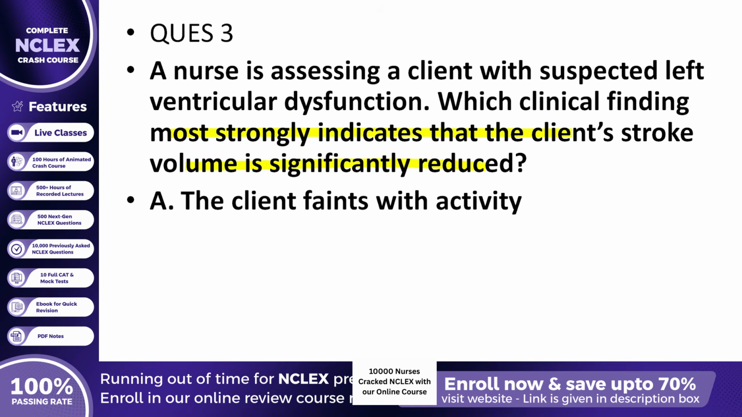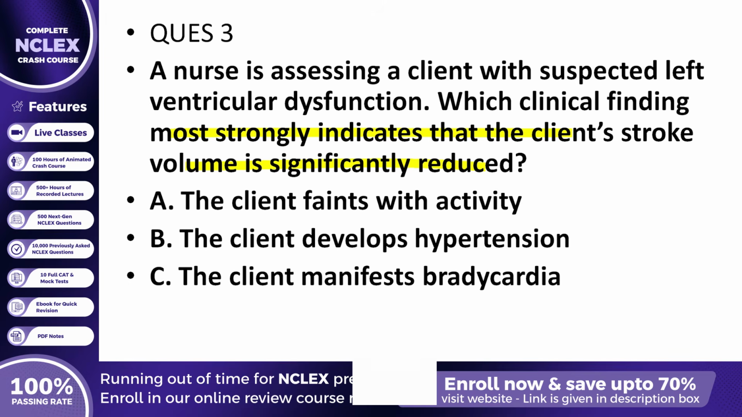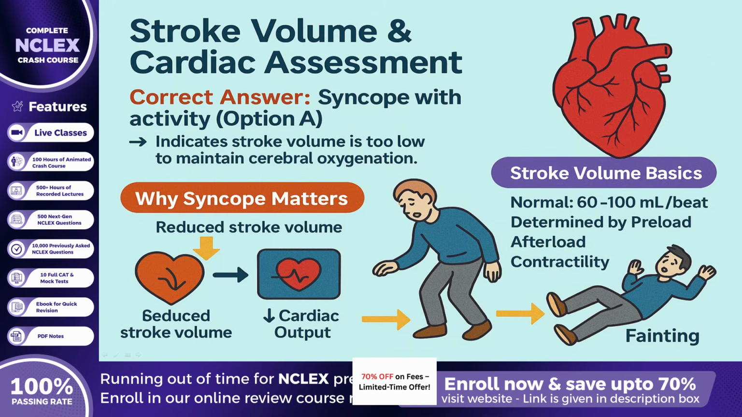Here are the options. Option A suggests that the client faints with activity. Option B indicates that the client develops hypertension. Option C proposes that the client manifests bradycardia. And option D states that the client has a bounding pulse. The correct answer is option A, the client faints with activity. Now let us break this down with a detailed rationale.